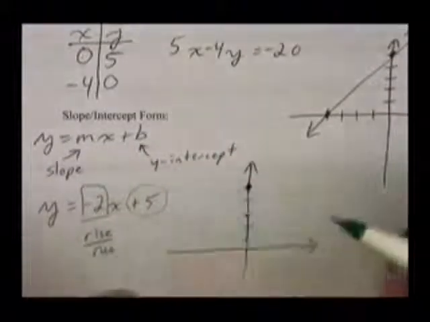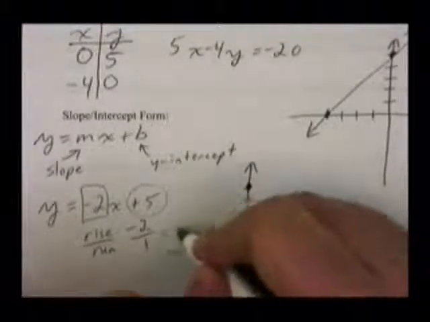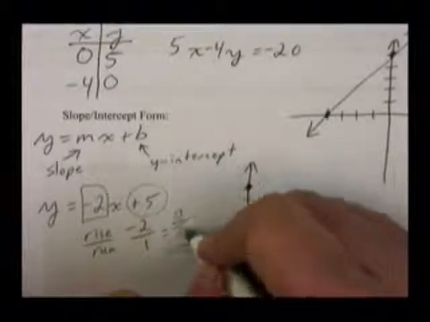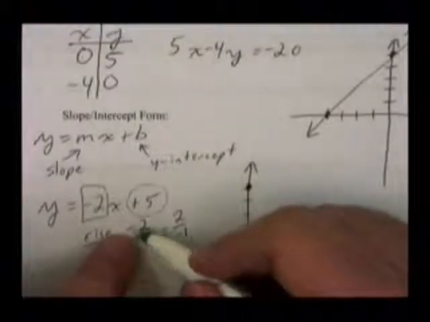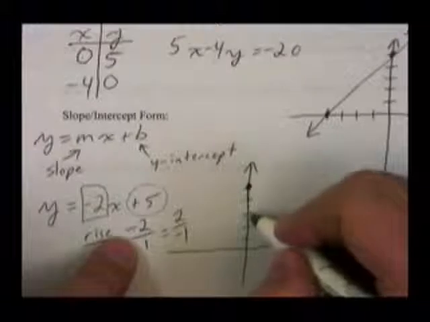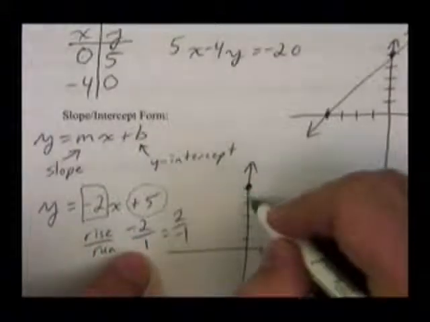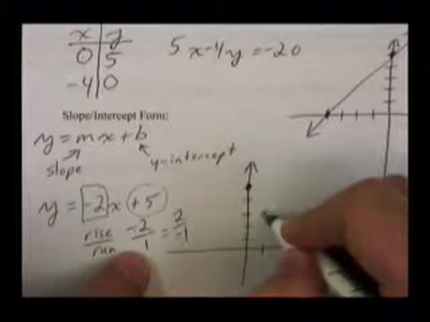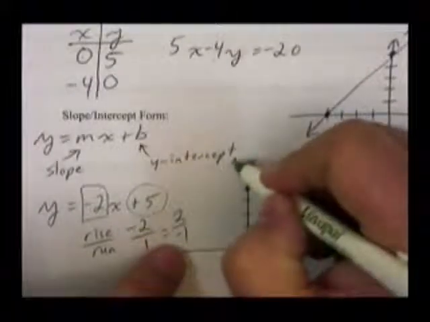So I want this as a fraction. So I could do that as either negative 2 over 1 or 2 over negative 1. And I could say that I'm either rising negative 2, which means I'm falling 2, and running in the positive x direction by 1, so down 2 and over 1. Or I'm rising 2, and I'm running negative 1, which is 1 in the negative direction.